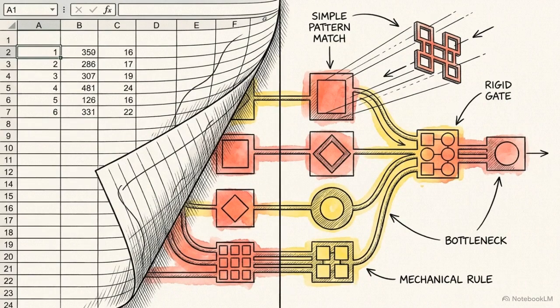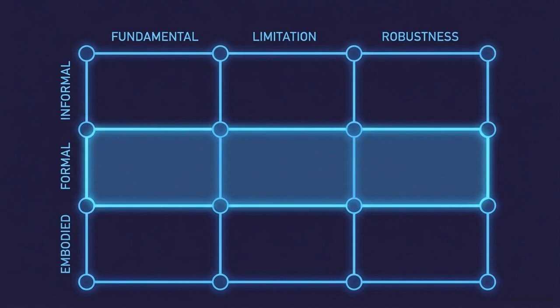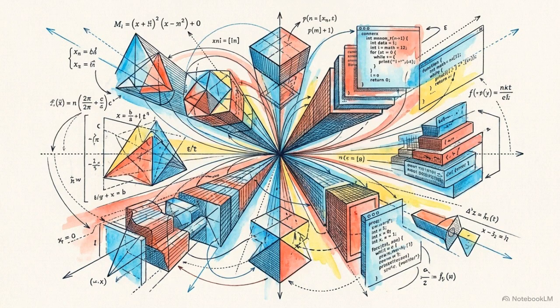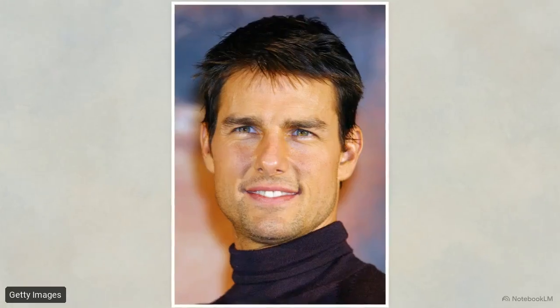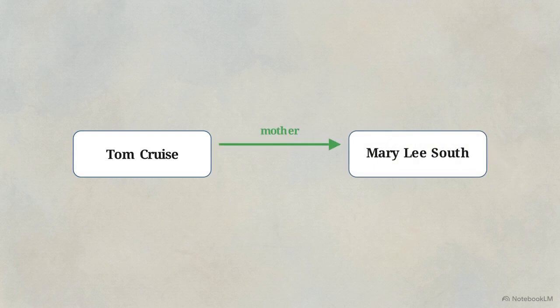In these contexts, passing a standard benchmark does not prove the model possesses the underlying cognitive capability being tested. Moving to the middle row of the taxonomy, we encounter formal reasoning, which requires the rule-based manipulation of mathematics, code, and symbols. Here, autoregressive architectures exhibit a universal fundamental failure known as the reversal curse. Take a factual relationship. If a model is trained heavily on the premise that Tom Cruise's mother is Mary Lee South, it will struggle to deduce that Mary Lee South's son is Tom Cruise.